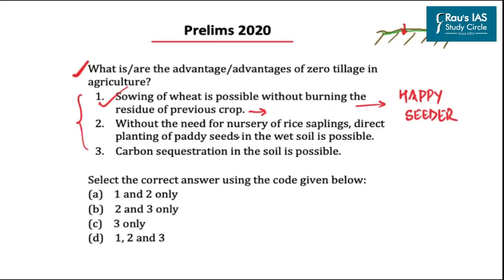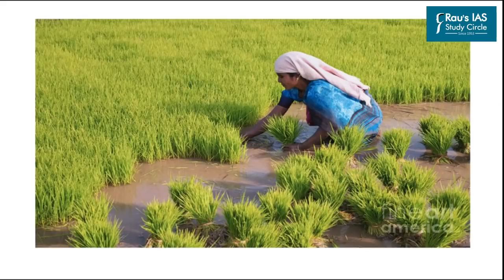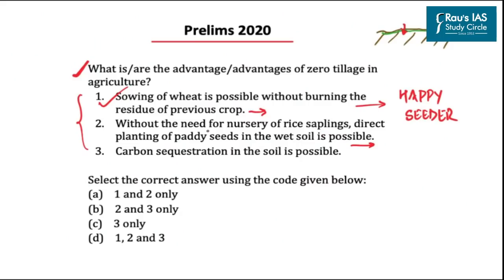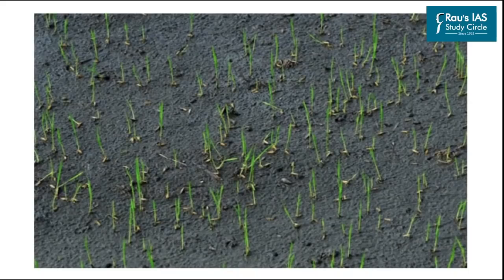Then the second option is that, without the need for a nursery of rice saplings, direct planting of paddy seeds in the wet soil is possible. Now, most of you who follow agriculture closely must know that as far as rice cultivation is concerned, it is first grown in a nursery and then it is transplanted in the soil, which is flooded with water. And so, direct seeded rice has received much attention because of its low input demand. It involves sowing pre-germinated seed into the wet soil surface.